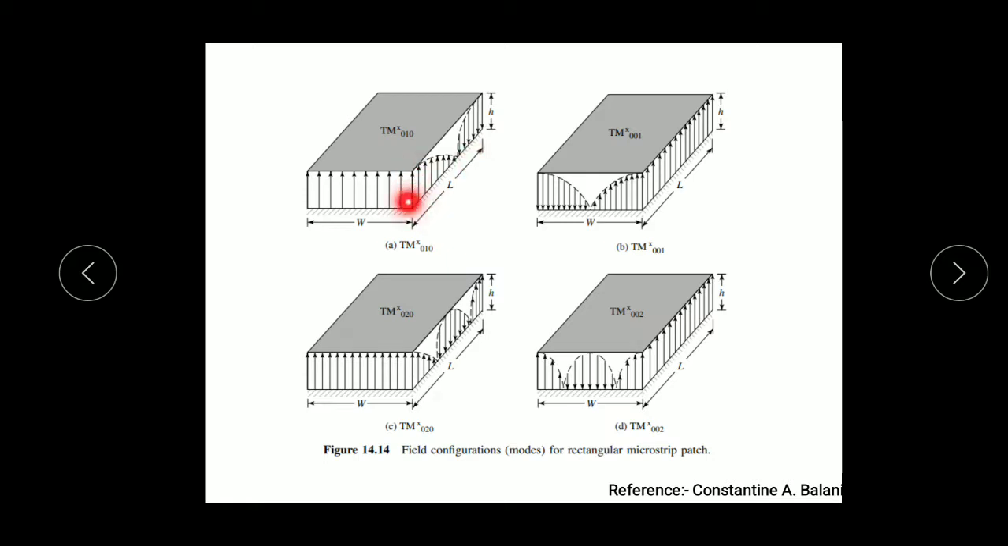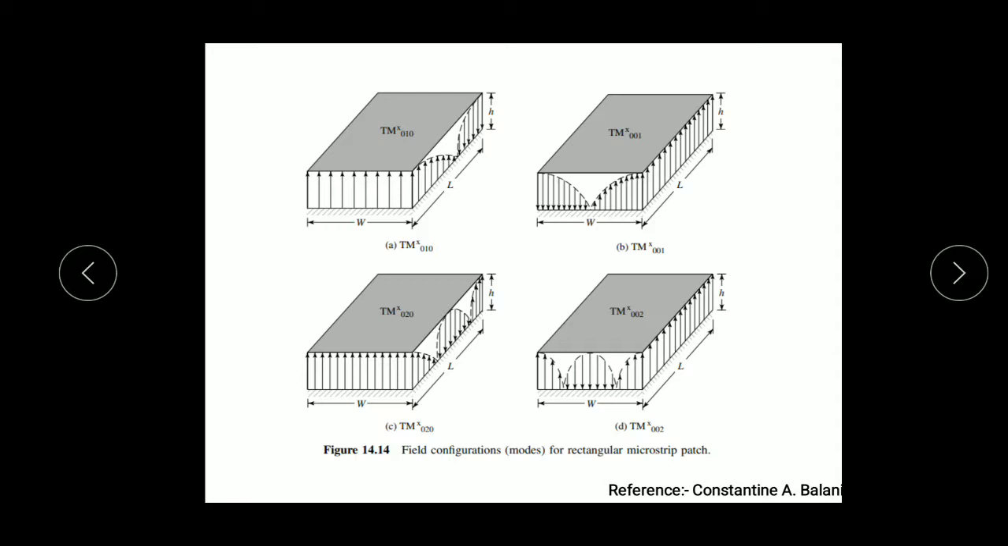So in this portion the impedance is maximum, and in this portion the impedance is minimum. The meaning of this is that the magnetic field at this position is maximum and the electric field at this position is minimum. Similarly, in this portion the magnetic field is minimum and the electric field is maximum. So this portion also works as a short circuit between ground and patch.